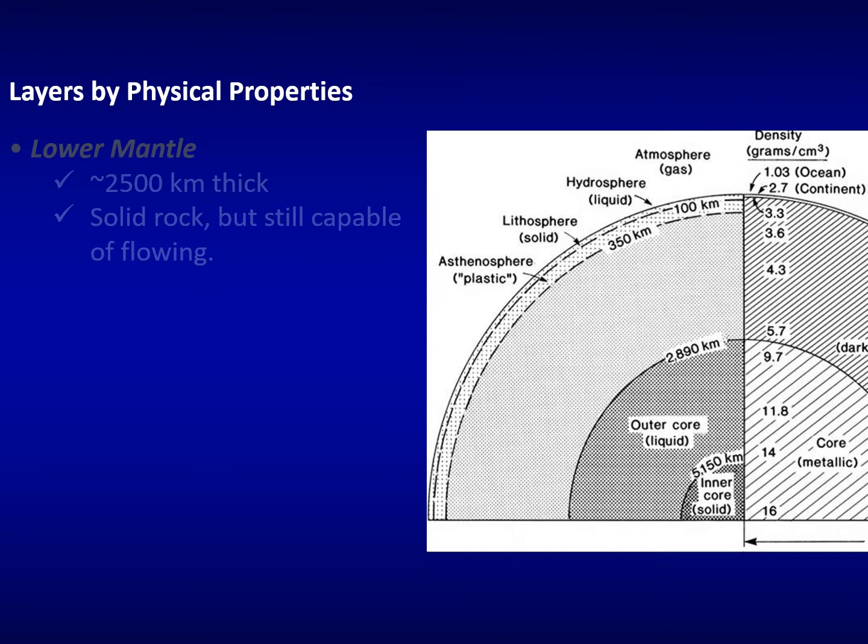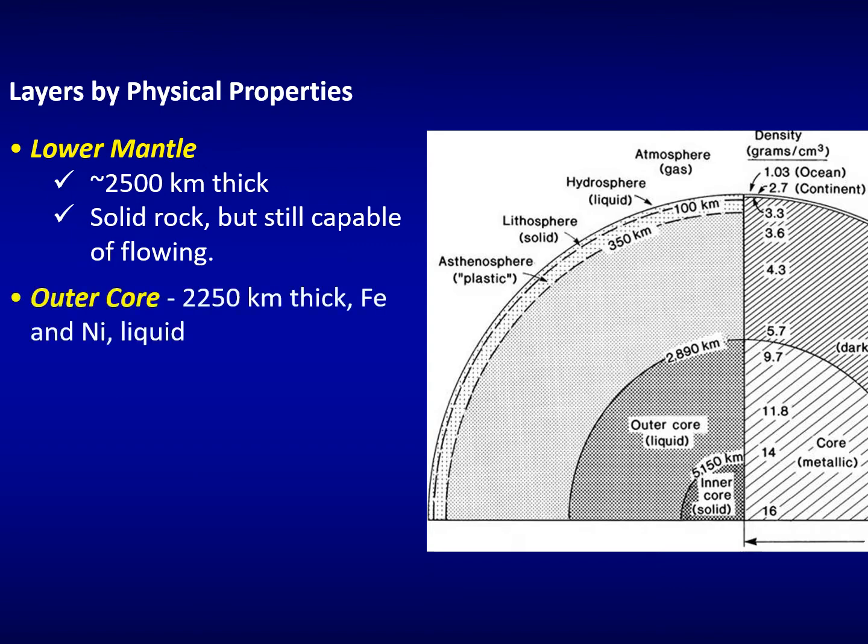The structure of the Earth by physical properties as you get below the two upper layers is first the lower mantle, about 2,500 kilometers thick. It's solid rock, but it's really superheated, just like the asthenosphere, under pressure, still capable of quote-unquote flowing. The outer core is the next layer. It's liquid iron and nickel, 2,250 kilometers thick. It's so hot down there that it maintains its liquid form.